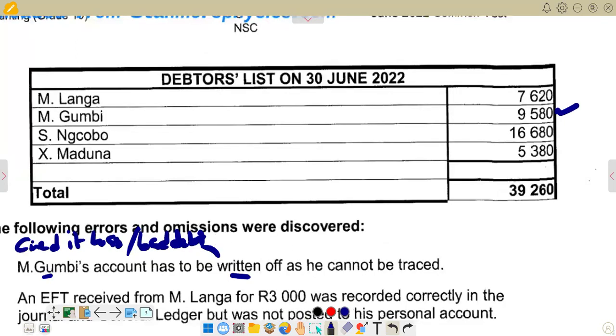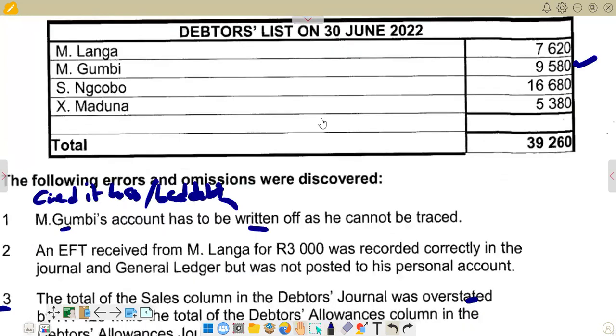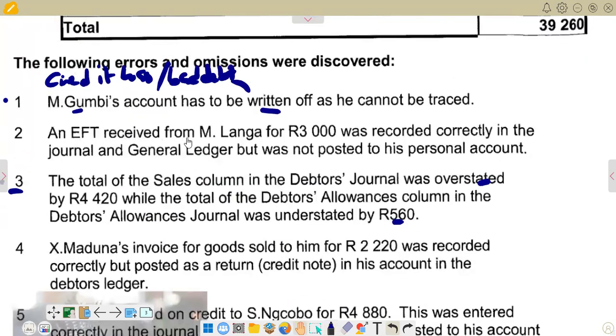What are we supposed to do? So we come here. Item 2 is saying an EFT received from M. Langa for 3,000 rands was recorded correctly in the journal and general ledger, but was not posted to his personal account. So when we have such an error, what does it mean? We can just try to illustrate how it affects the accounts in question.